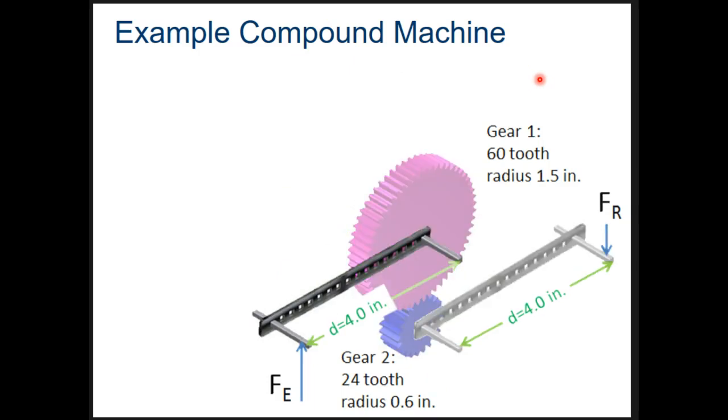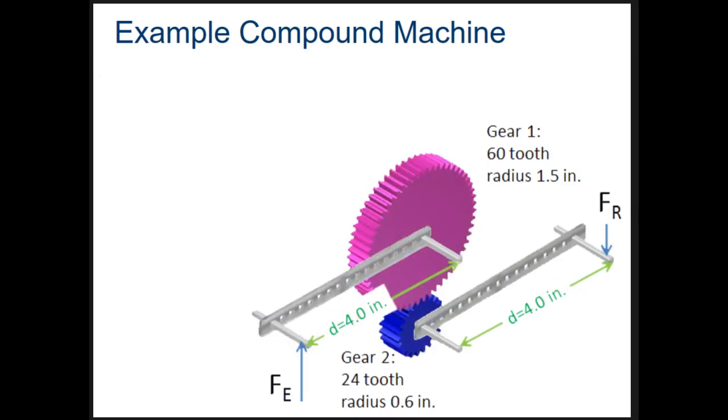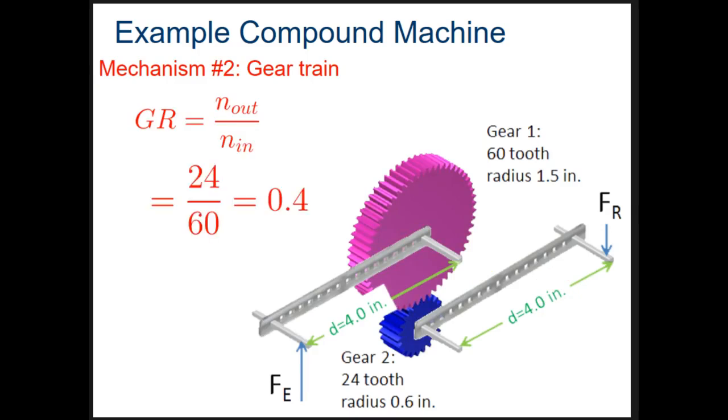So looking at the first one, they take the ideal mechanical advantage, which is the distance of the effort arm divided by the distance of the resistance arm, and they get a mechanical advantage of this first lever at 2.67. And then they move on to the gear ratio and they count the number of teeth, output over input. So you have 24 over 60. Did they do that right? Yeah, the output is 24, the input is 60, and you get a gear ratio of 0.4.